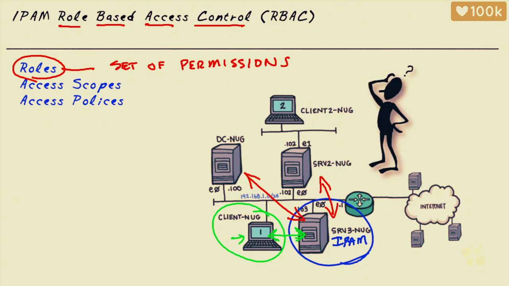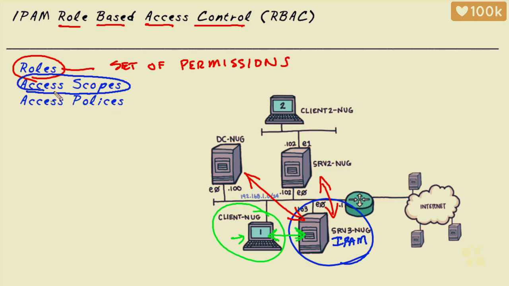Next, we have the question of where are these roles going to be applied? Where can a user effectively take advantage of these permissions? And that's controlled based on access scopes. So an access scope, for example, could identify a specific DNS zone that we want the permissions applied to, or a specific DHCP scope. For example, maybe we have a DHCP scope administrator role that we want to be applied to a specific DHCP scope. And the access scope would allow us to do that.